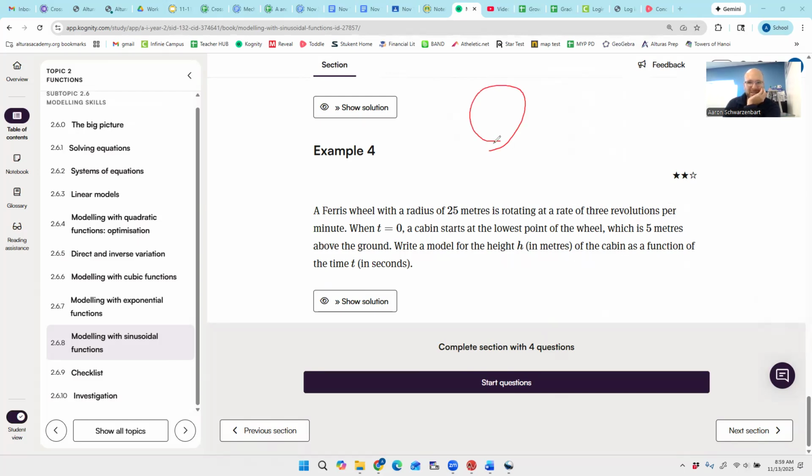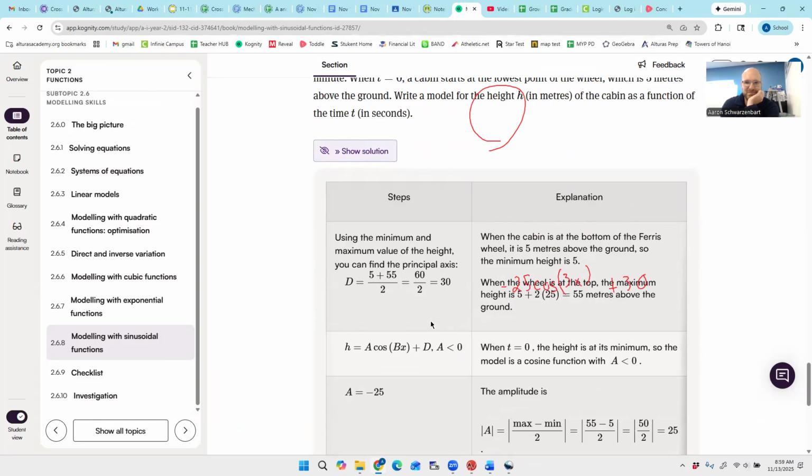So we've got a Ferris wheel. It's just an enclosed Ferris wheel. It starts at the lowest point, which is 5 meters above the ground. So my center line or principal axis is going to be 30 because the radius is 25. It's making 3 revolutions per minute. I believe that's right.